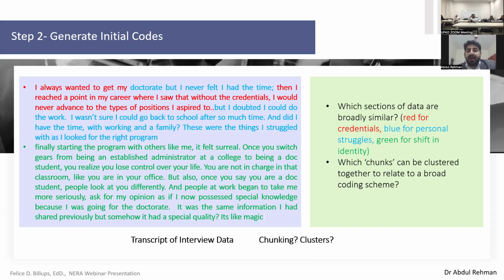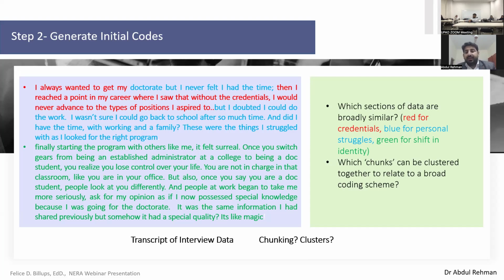I always wanted to get my degree. Then I reached a point in my career where I saw that without the credentials. So in the red part, he is talking about credentials. In blue, blue is for personal struggles. What is personal struggle? But I doubted I could do the work. I was not sure. So these are doubts, and we code them in blue.